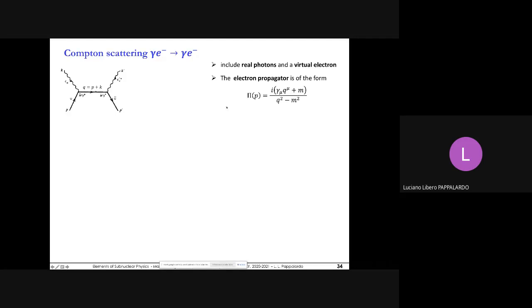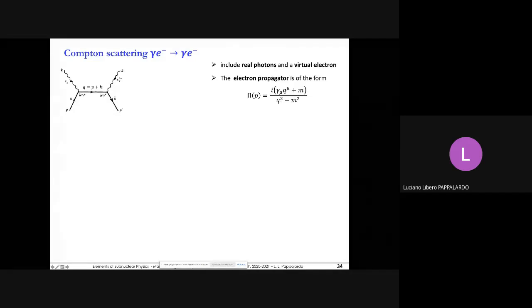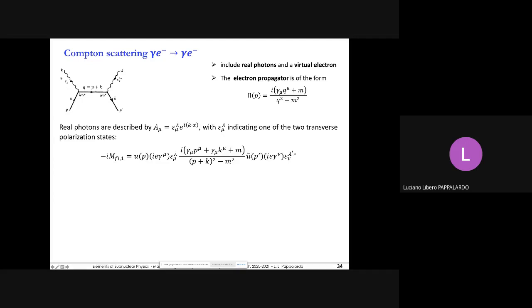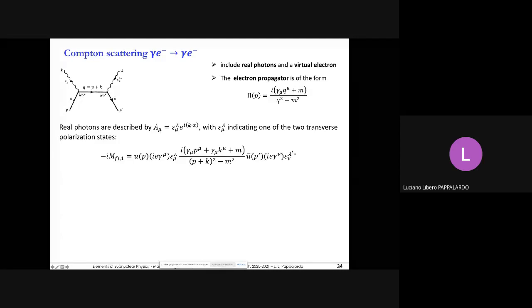So the propagator is a bit more complicated, because we have to take into account not only the 4-momentum, which is given by the sum of K and P, but also the mass of the exchanged virtual fermion. What about the real photon? For the real photon, we use the wave function of our photon field, which is the polarization state and the plane wave, where K is the 4-momentum of the real photon. And we put everything together in the usual manner.